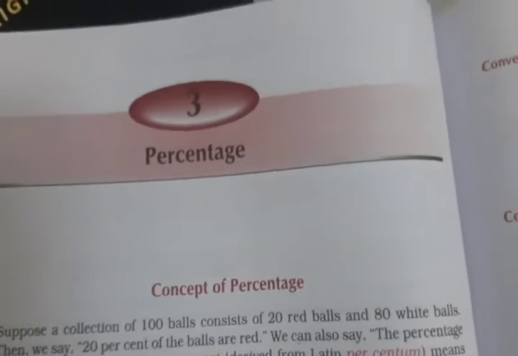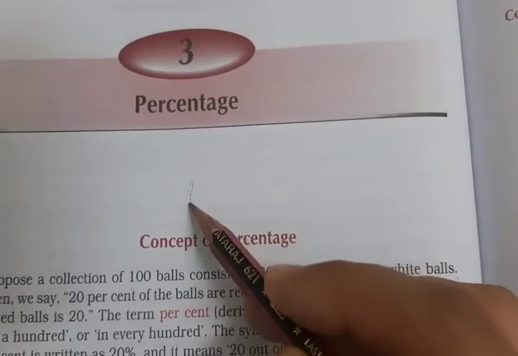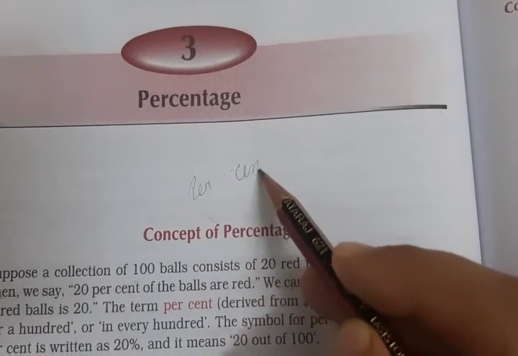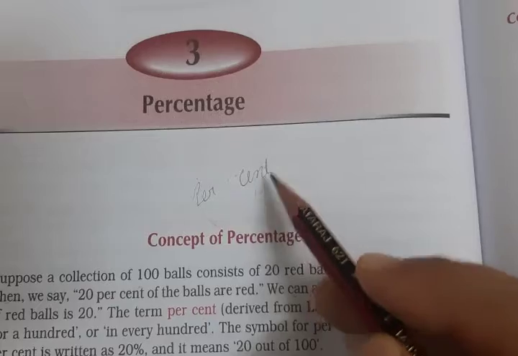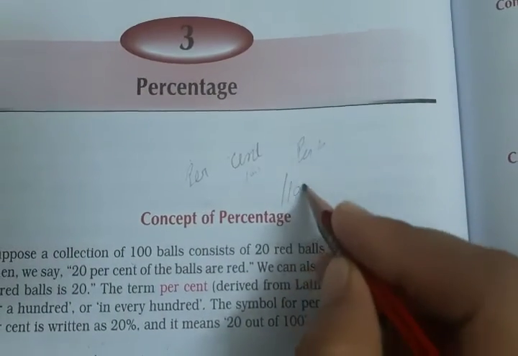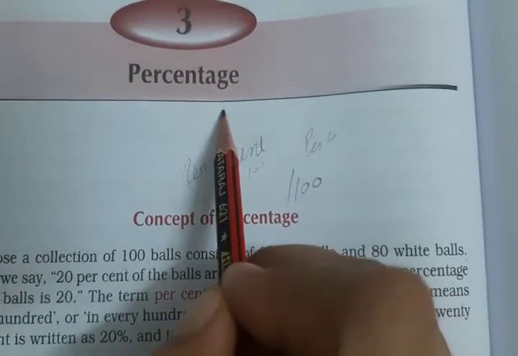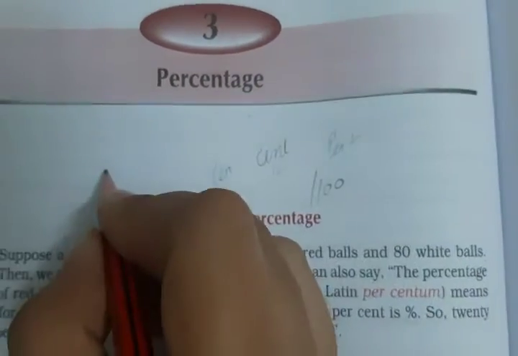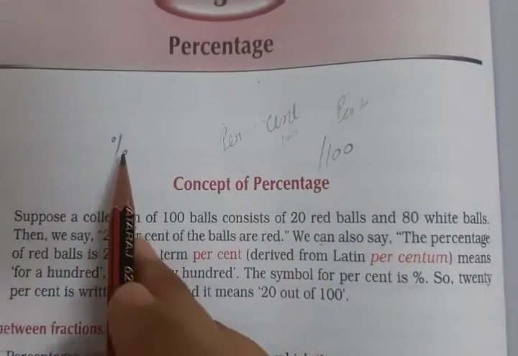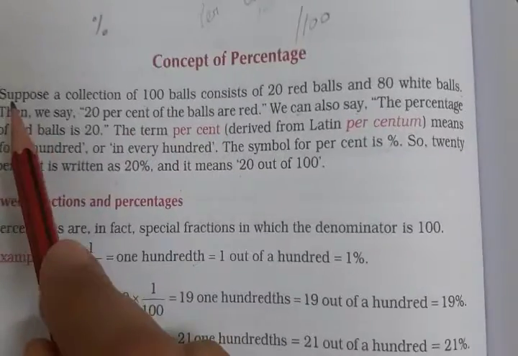Now what is a percentage? Percentage means per cent, that means out of 100, per 100. Which symbol do we use to represent percentage? We will use this symbol. This is the percentage symbol. Okay, now the concept of percentage.